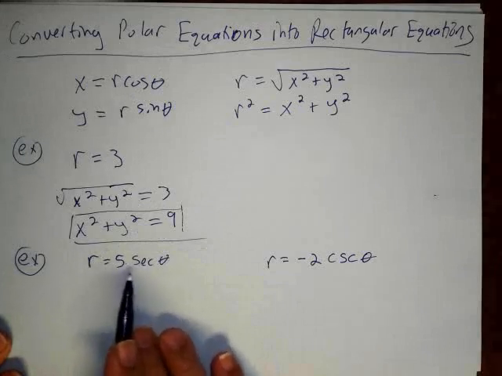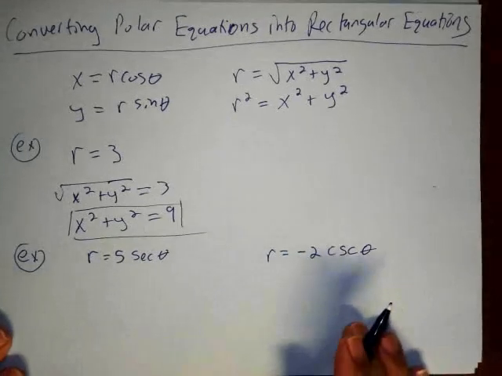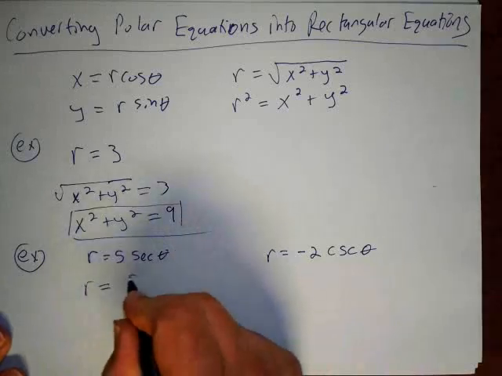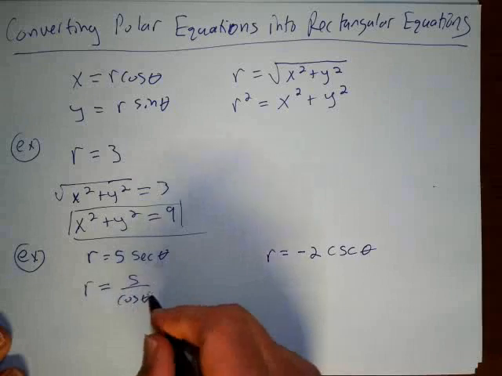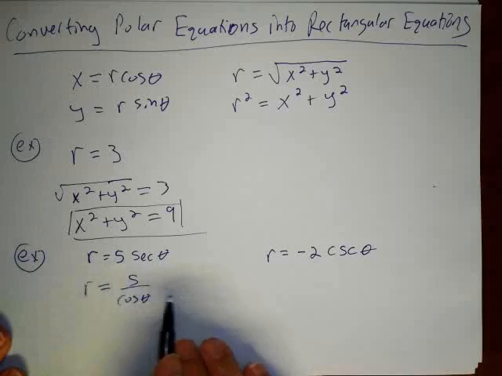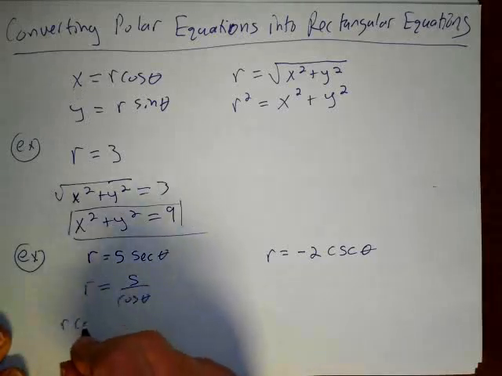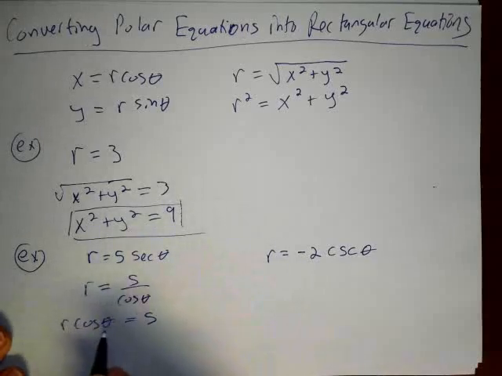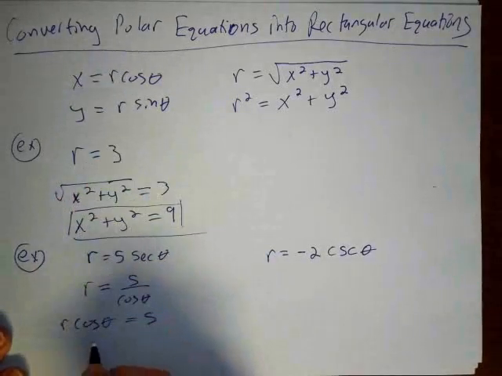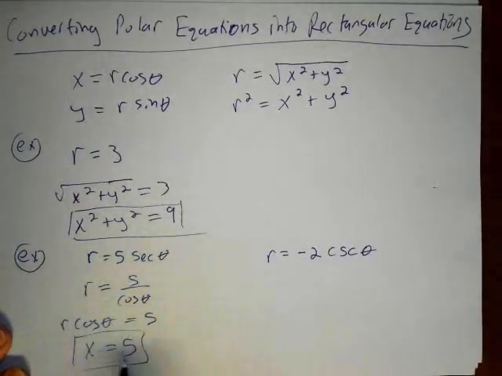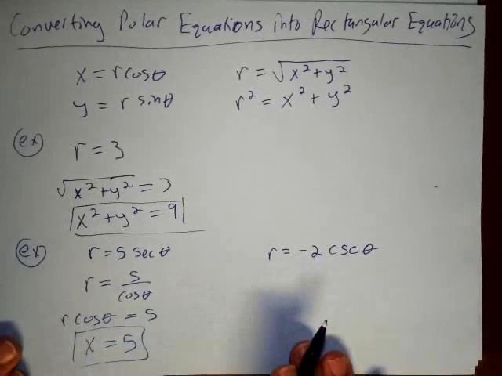Now, something like this, these two, I put these up because these are kind of special cases, and the way to do these is write that like this. So r equals 5 secant theta, write that as 5 over cosine, and then multiply both sides by cosine, bringing it up like this. And then when you get an r and a cosine together, it becomes x. So now you've got x is equal to 5. So this is really the formula for a vertical line. Okay, for the vertical line, x equals 5.